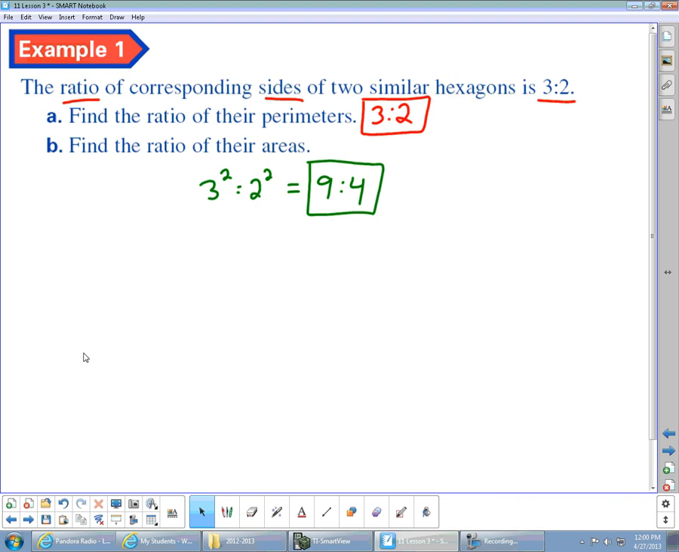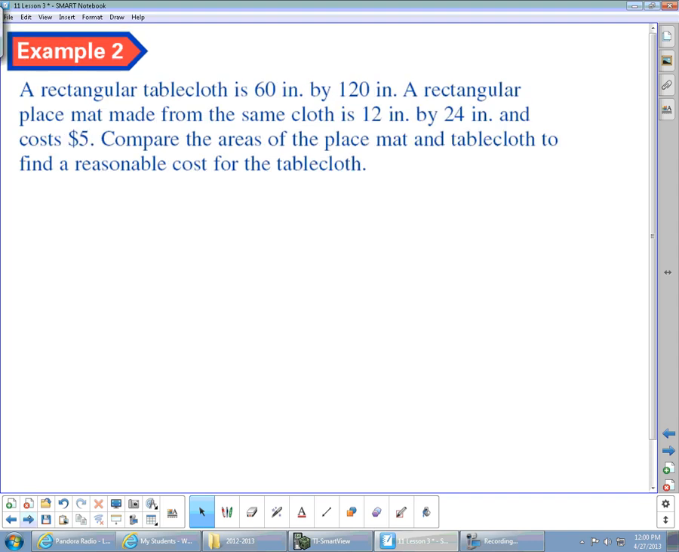Now what we're going to do is use this idea to find areas or perimeters based off of ratios of their areas. And that's going to be example 2. Example 2, a rectangular tablecloth is 60 inches by 120 inches. A rectangular placemat made from the same cloth is going to be 12 inches by 24 inches and will cost $5. Compare the areas of the placemat and the tablecloth to find a reasonable cost for the tablecloth.